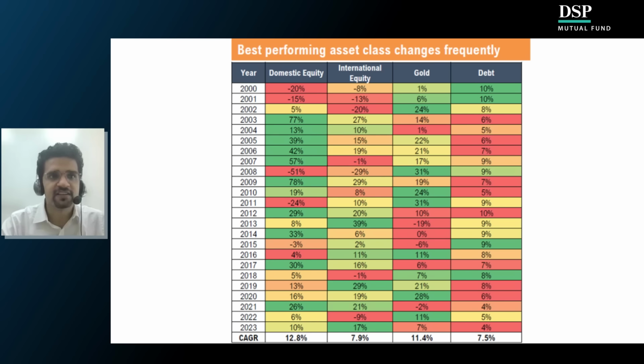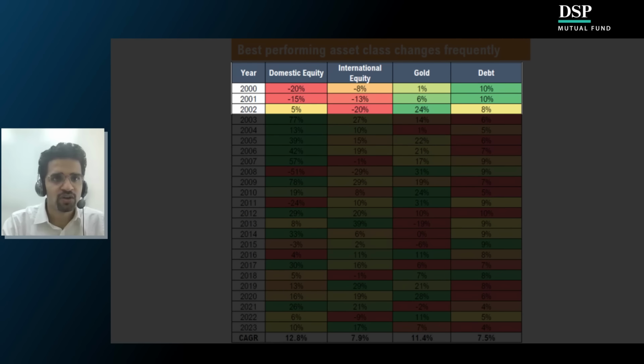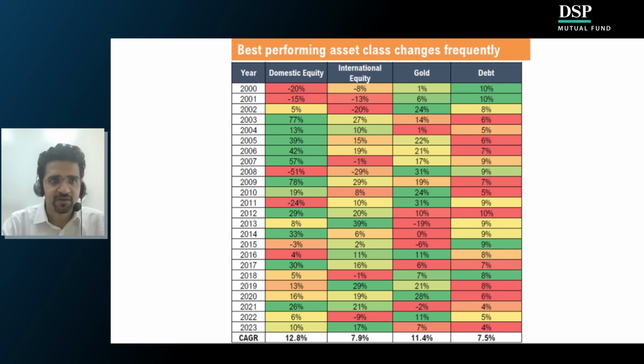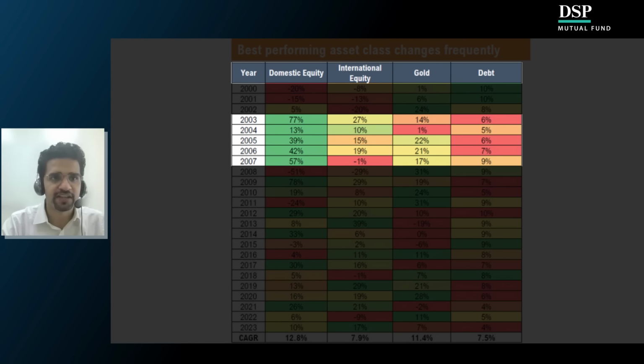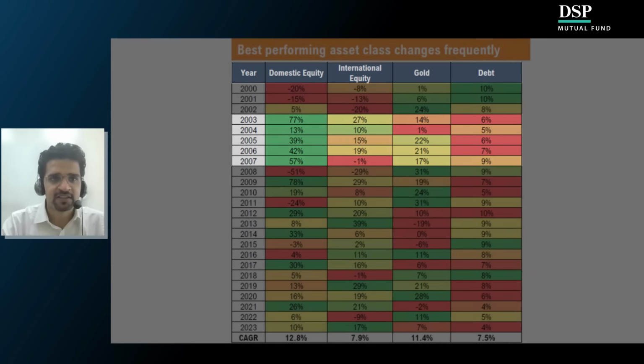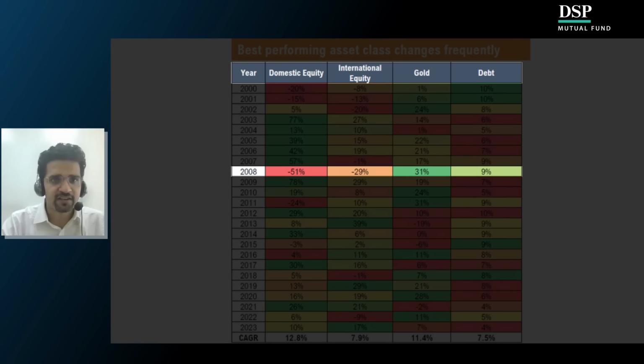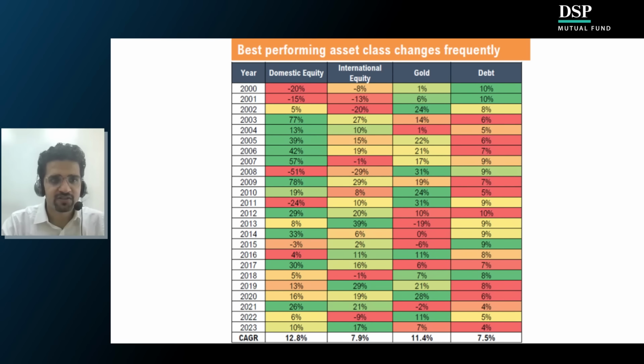Also, if we divide the period into various sections, from 2000 to 2002, debt was the asset class doing very well, and equity had underperformed a lot because this was the period of the dot-com bubble burst and also the September 2001 attacks. But from 2003 to 2007, equity outperformed every other asset class. And again, in 2008, during the financial crisis, equity suffered a minus 51% drawdown. The same has been witnessed over the years.